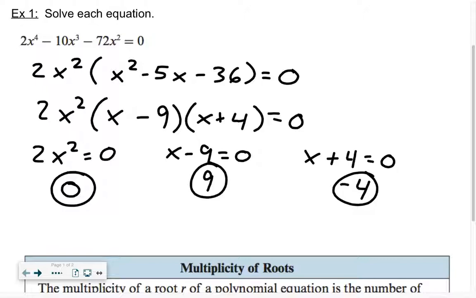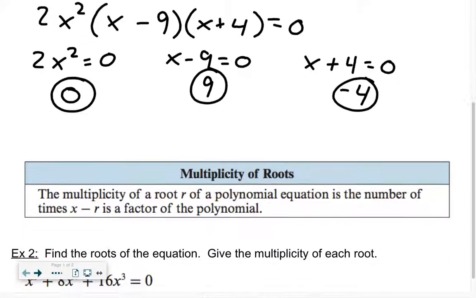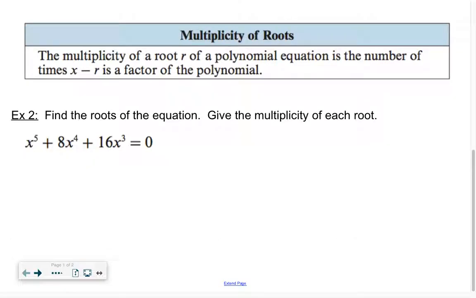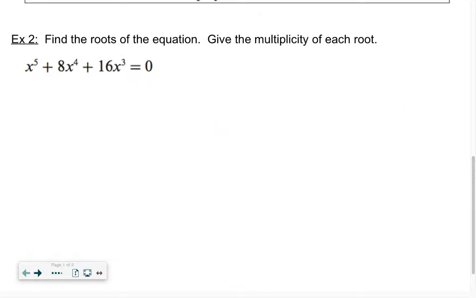So if we go back to this one, what was our degree? It was 4. And how many solutions should we have come up with? 4. Okay, but obviously we only came up with 3. So we have to have some reasoning or explanation behind it, and the reason is multiplicity of roots. The multiplicity of roots just simply states the number of times that root can occur. For instance, let's go ahead and look at example number 2. They want us to find the roots, as always, and then they also want us to give the multiplicity of each root.